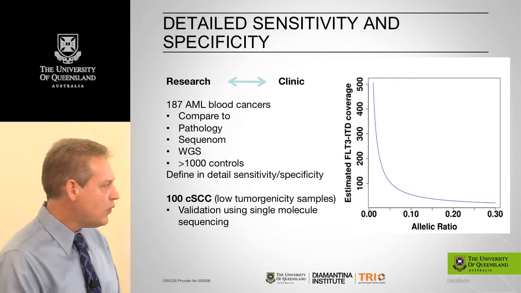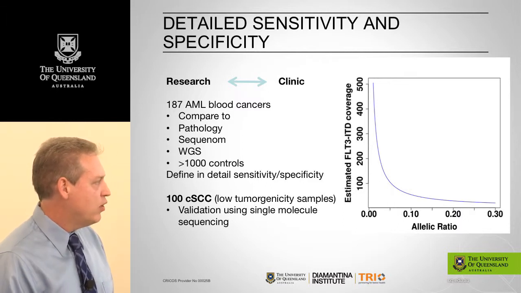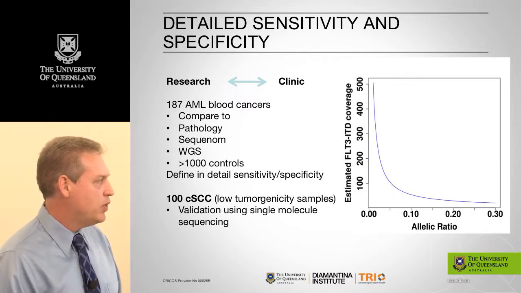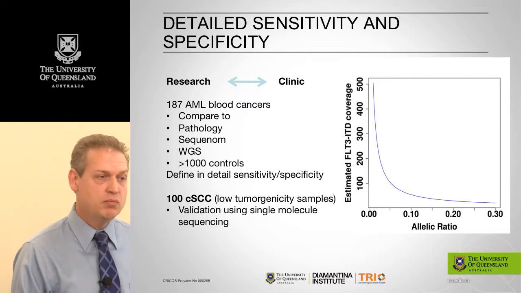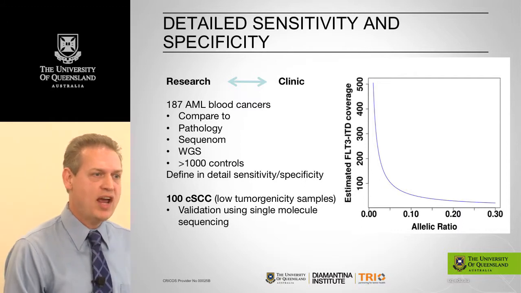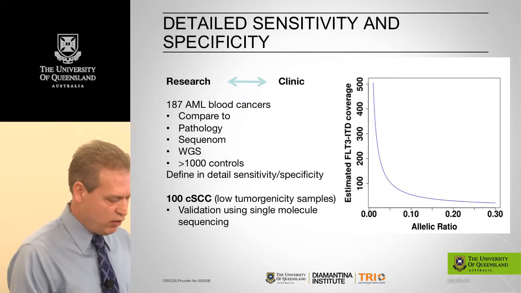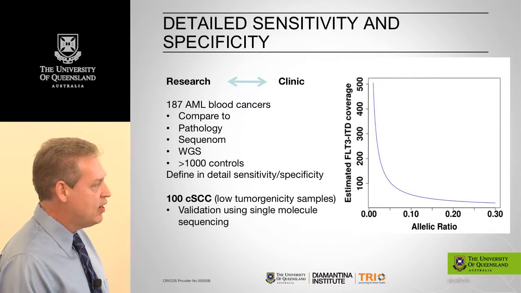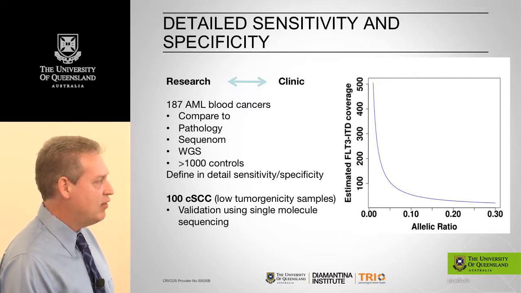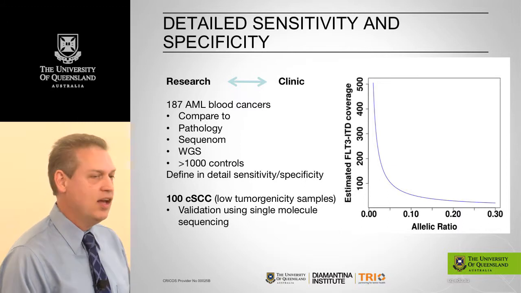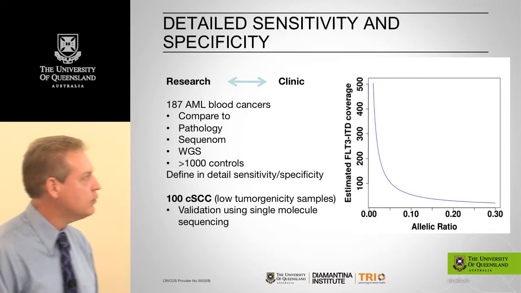We also have a very large cohort of 100 squamous cell carcinomas where we're using a very fancy PacBio machine to do ultra-accurate digital PCR measurements. So we've used our algorithms to find genotypes in very low tumorigenicity samples, and we validate and test those using an alternative technology.